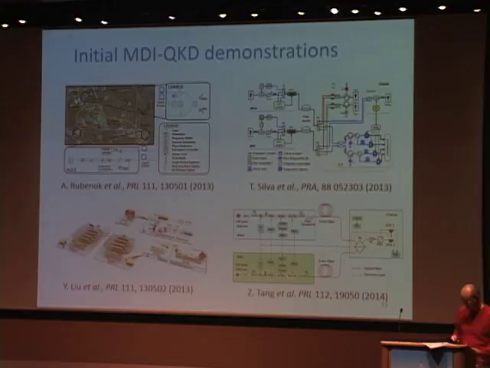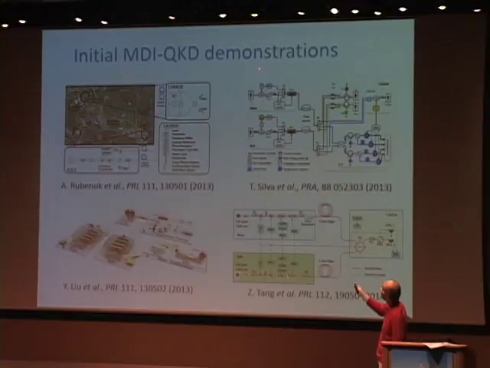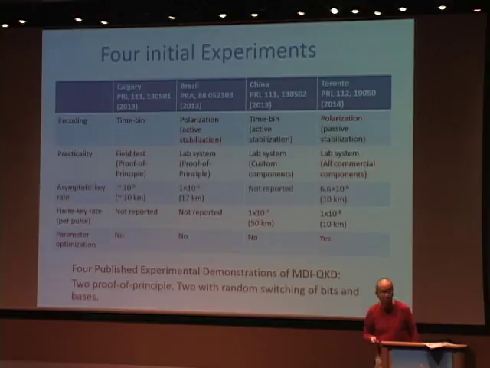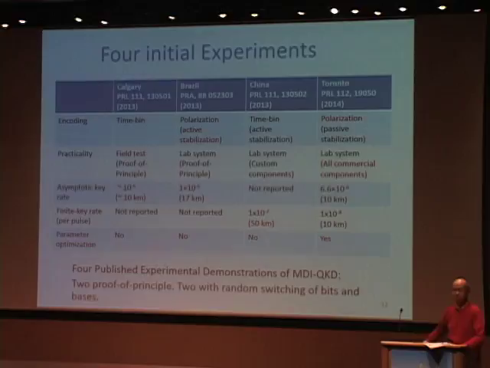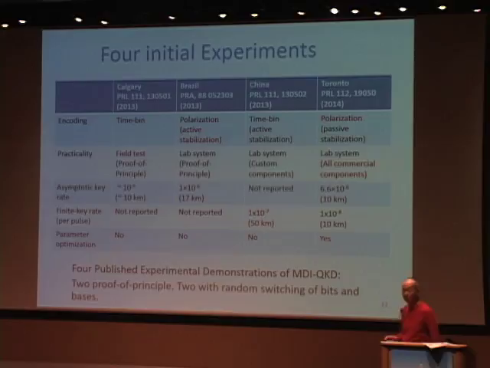There were four initial demonstrations in the next couple of years. They were by different groups, like Calgary, Brazil, China, USTC group, and my group in Toronto. Two of them are proof of principle demonstrations, and two of them have switching of phases and bits. I won't go into all the details, but some of them are based on time bin, some of them are based on polarization. And they work.